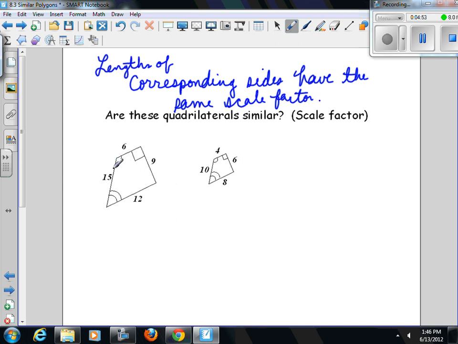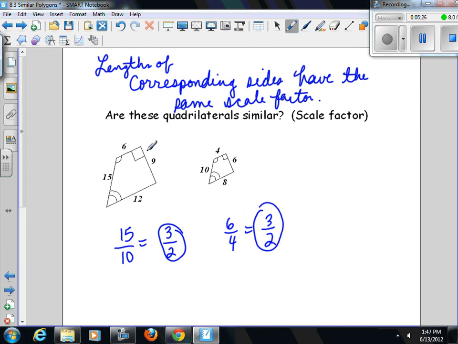We can tell that in the first figure, the side with length 15 corresponds to the side with length 10, so 15 over 10. What does that reduce to? 3 over 2. Okay, so now let's see if the other corresponding sides have the same scale factor. We see the side that has length 6 corresponds to the one with length 4. 6 over 4. Well, if we reduce that, we get 3 over 2, so looks like the scale factor is 3 over 2 on both of them. It's looking good so far.